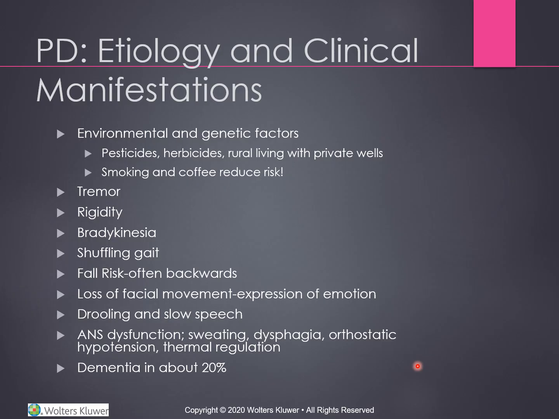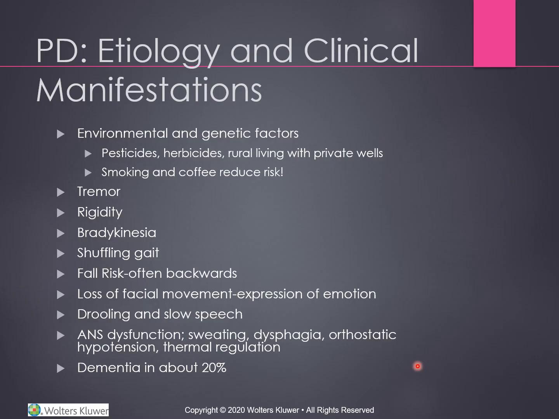They also develop problems with the muscles in their mouth that allow us to speak and to swallow and chew. And so they often drool and their speech becomes slow and uncoordinated. They also lose control of the autonomic nervous system functions. So they might sweat profusely. They get dysphagia or swallowing difficulties.